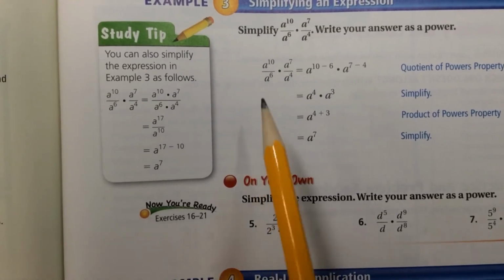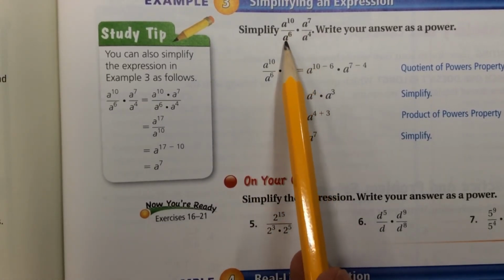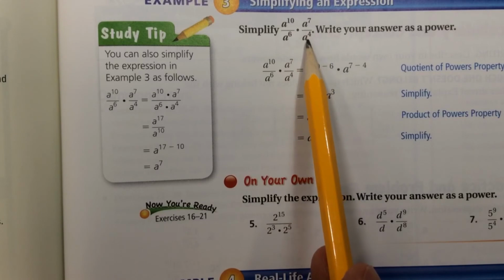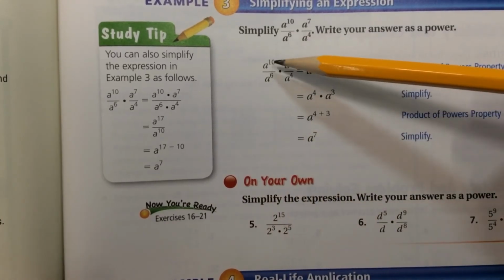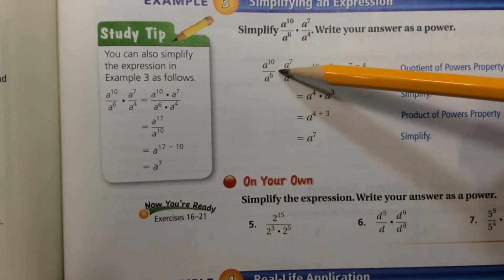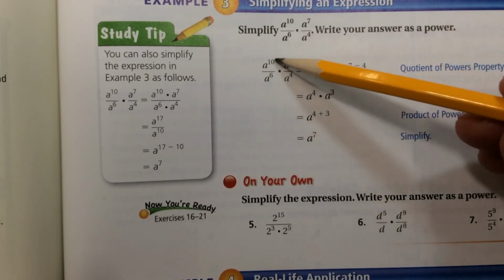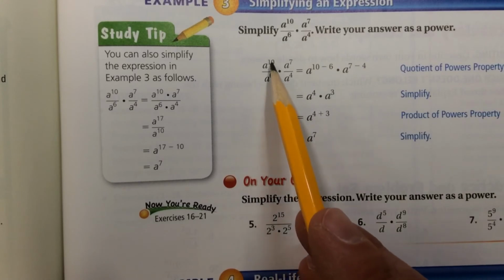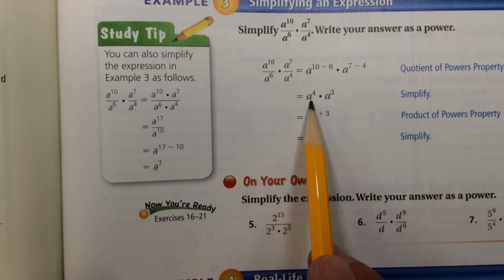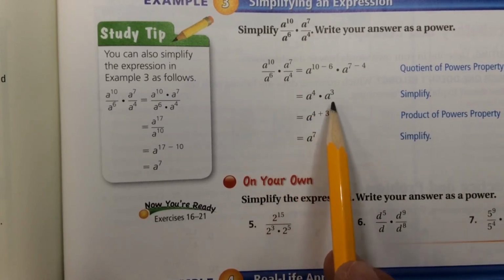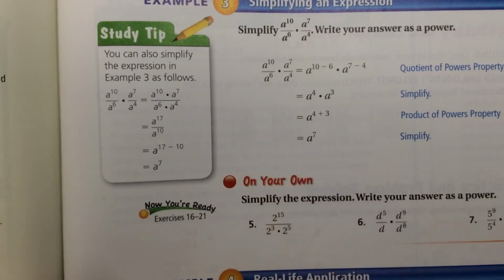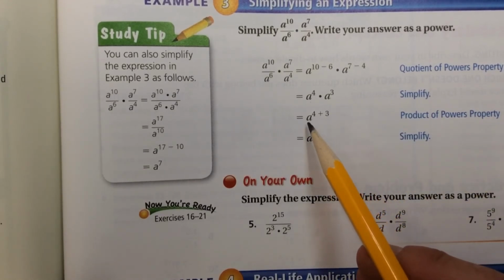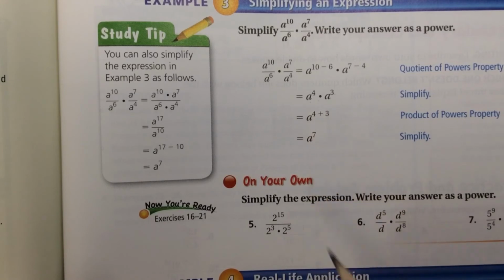Simplifying expression again. And here, notice we have a to the 10th over a to the 6th times a to the 7th over a to the 4th. Here, they simplified each fraction first because of that multiplication right there. So we actually have one fraction here, one fraction here. So they did the 10 minus 6 to get a to the 4th, and 7 minus 3 to get a to the 3rd, and then they added those exponents because we're multiplying two powers with the same base. A to the 4th times a to the 3rd is a to the 7th.